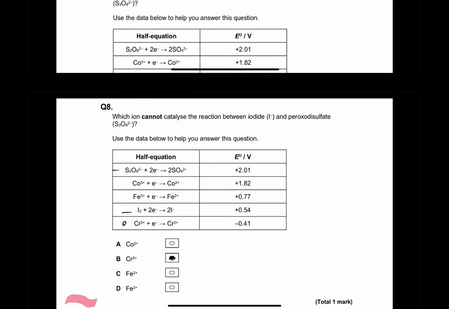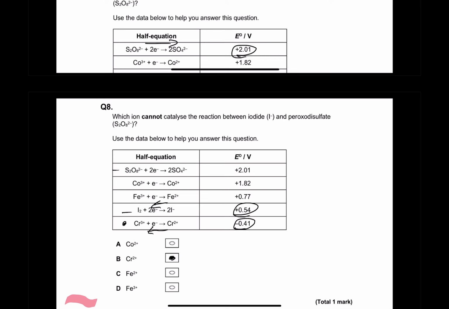To get it just on time whilst explaining it, I'm actually quite happy with that. By the way, the reason why this can't catalyze this reaction is because I could easily see that this is bigger than this. I can clearly see that. And so this is going to be going in this direction, and this is going to be going in this direction, right? And if that's the case, this electrical potential here is lower than the I2, and therefore it'll be going in this direction.